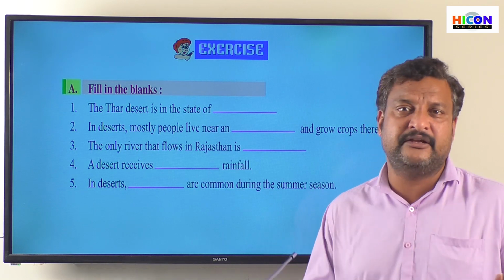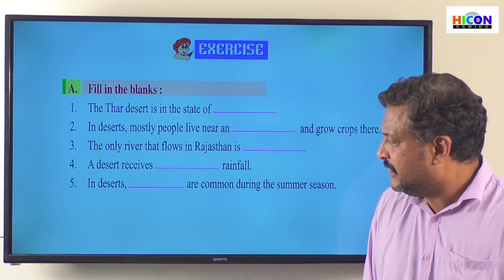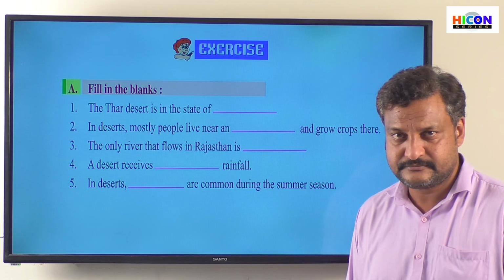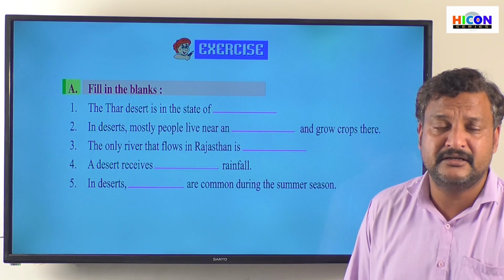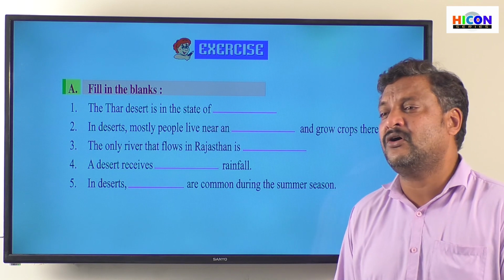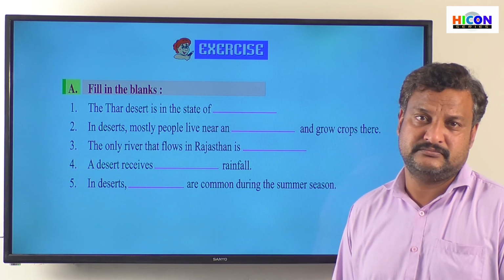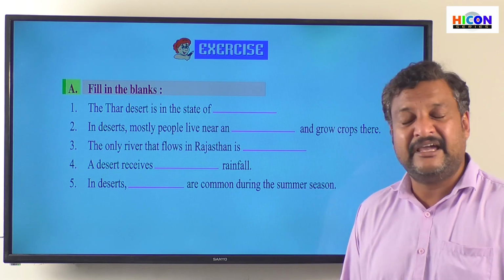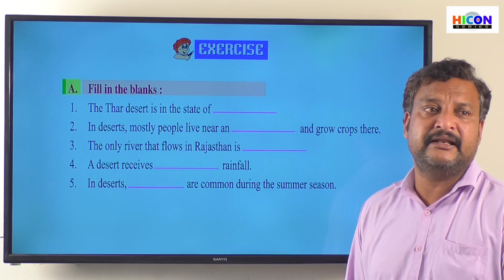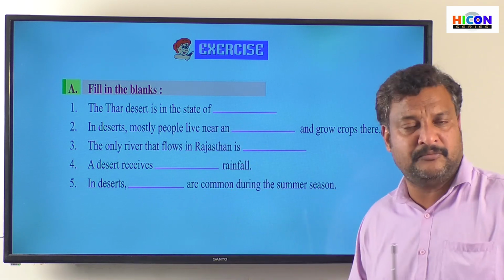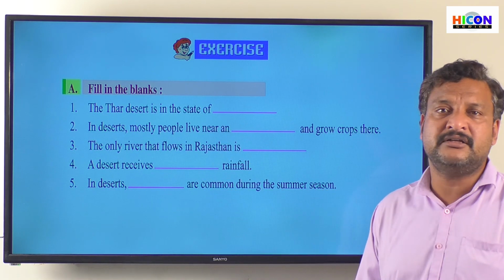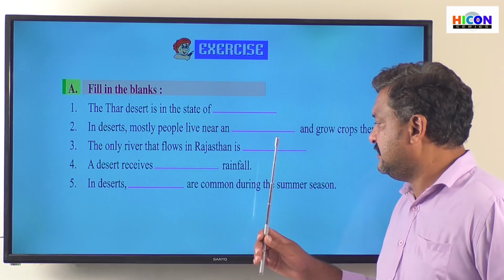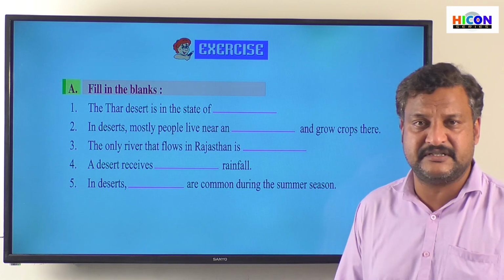Very little rainfall. Now, in deserts, dash are common during the summer season. Hot sand winds. So what do we call that? Dust storms. What do you mean by a dust storm? The hot, heavy winds which carry a large amount of sand from one place to another are called dust storms. So in deserts, dust storms are common during the summer season.